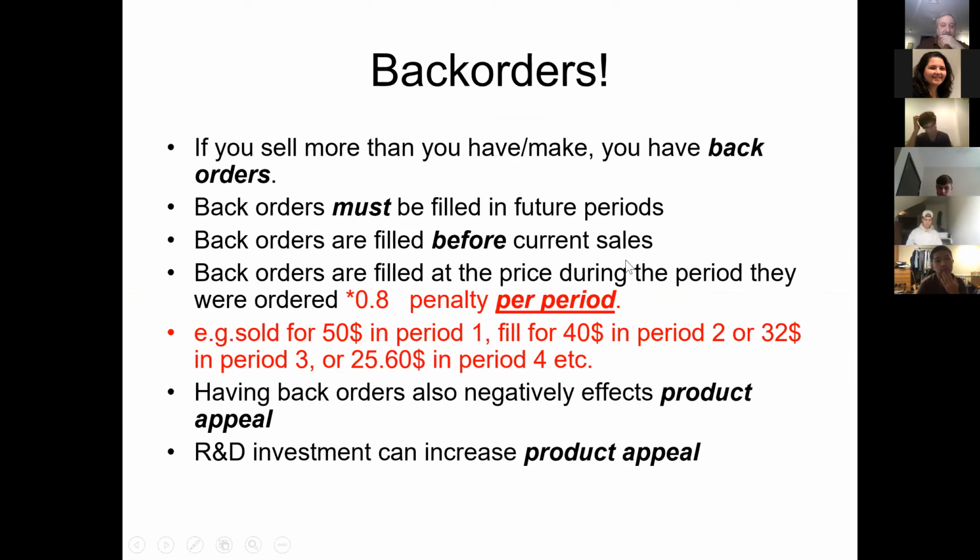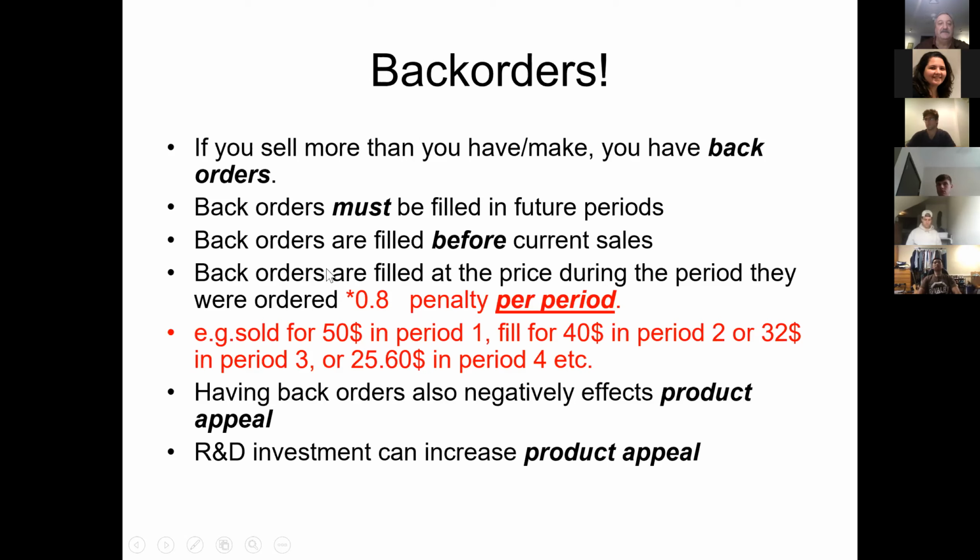Okay. So if you sell more than you have or make, you have back orders. Back orders have to be filled in future periods. Back orders are filled before current production, right? When a back order is filled, it's filled at the price during the period they were ordered times 0.8. In other words, that's the penalty, right?